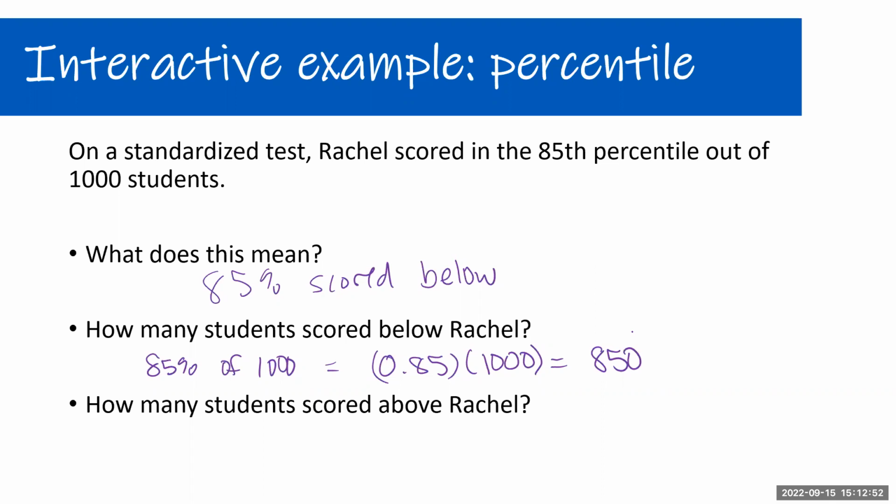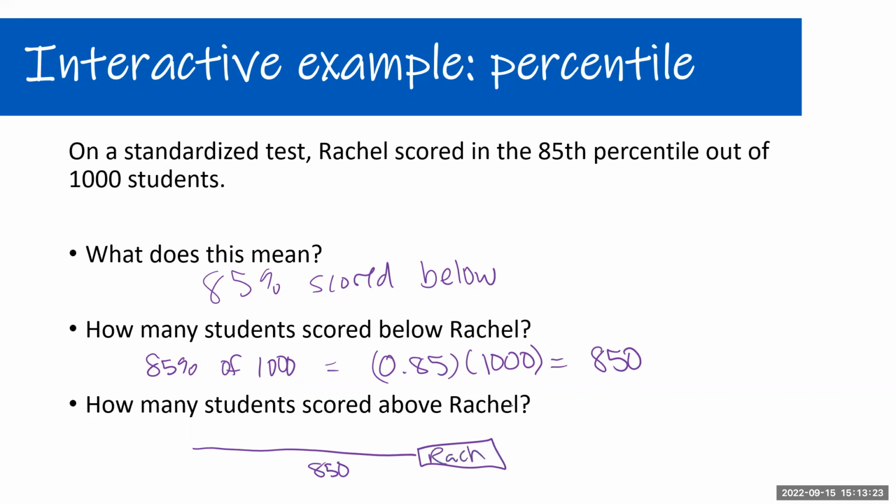How many scored above Rachel? Well, there's just one little minor thing here. There's 1,000 students, and we know that 850 scored below Rachel. How many of them scored above her? Well, we might want to think, oh, 1,000 minus 850, or 15% of 1,000. But in this case, we wouldn't take Rachel's score into account, right? So we know that 850 of them scored down here.